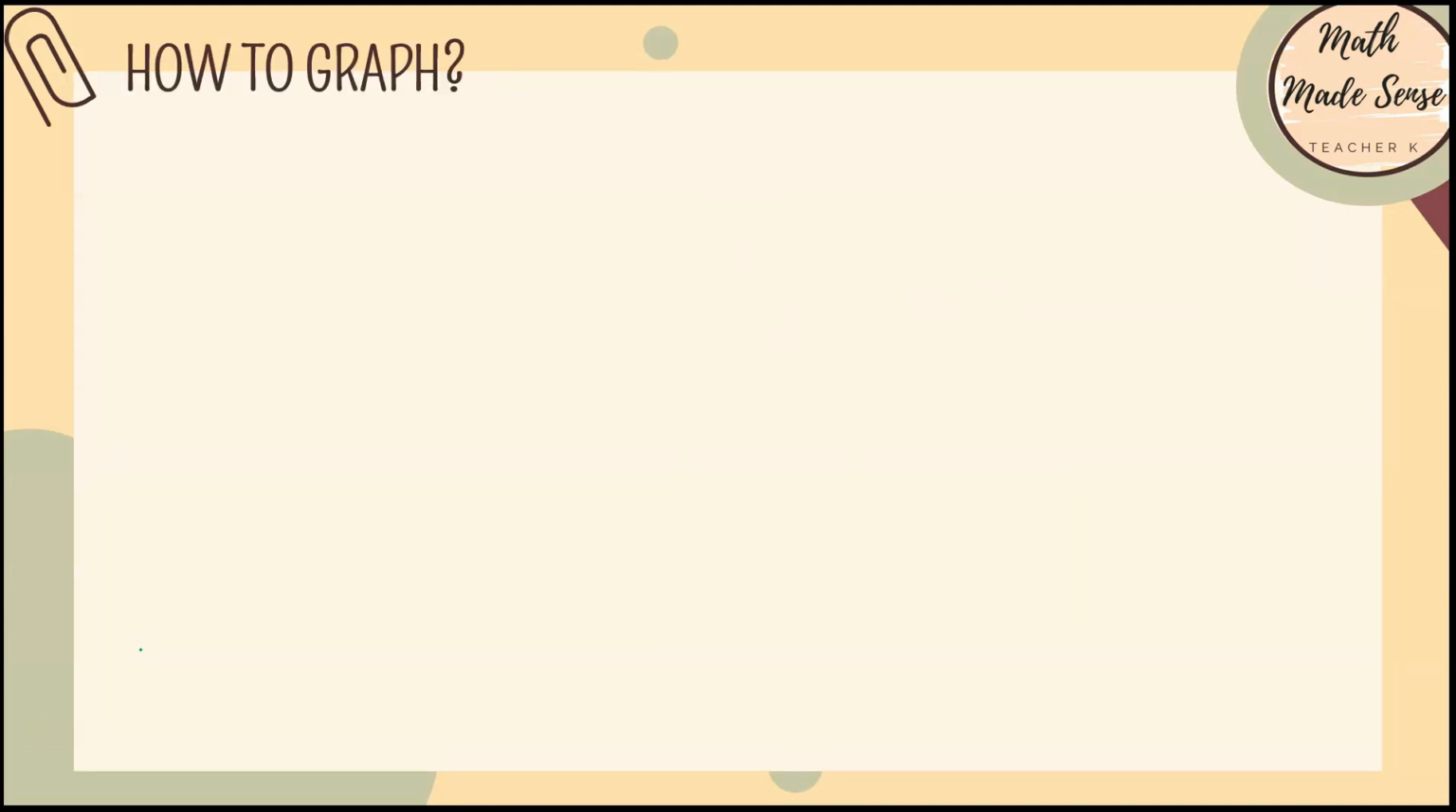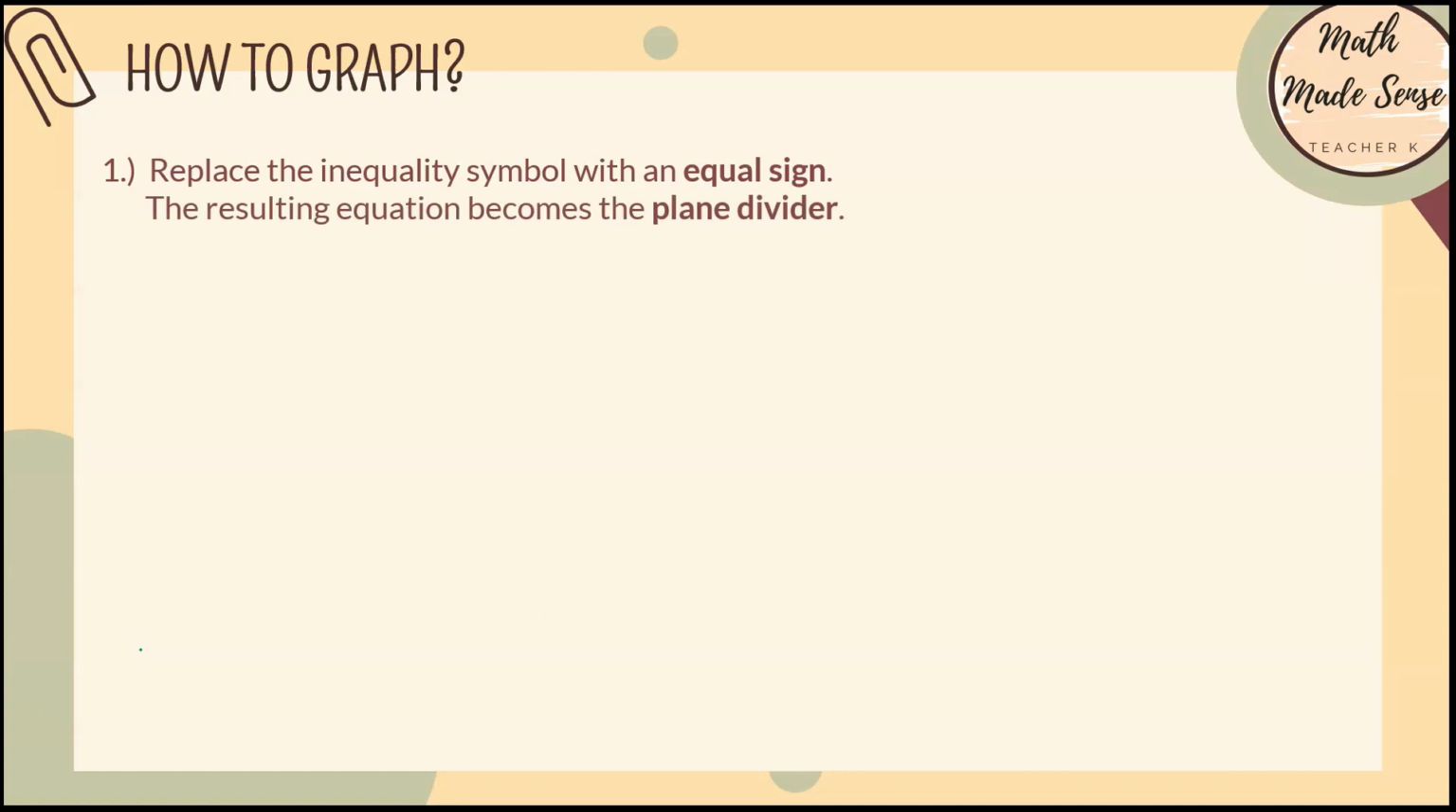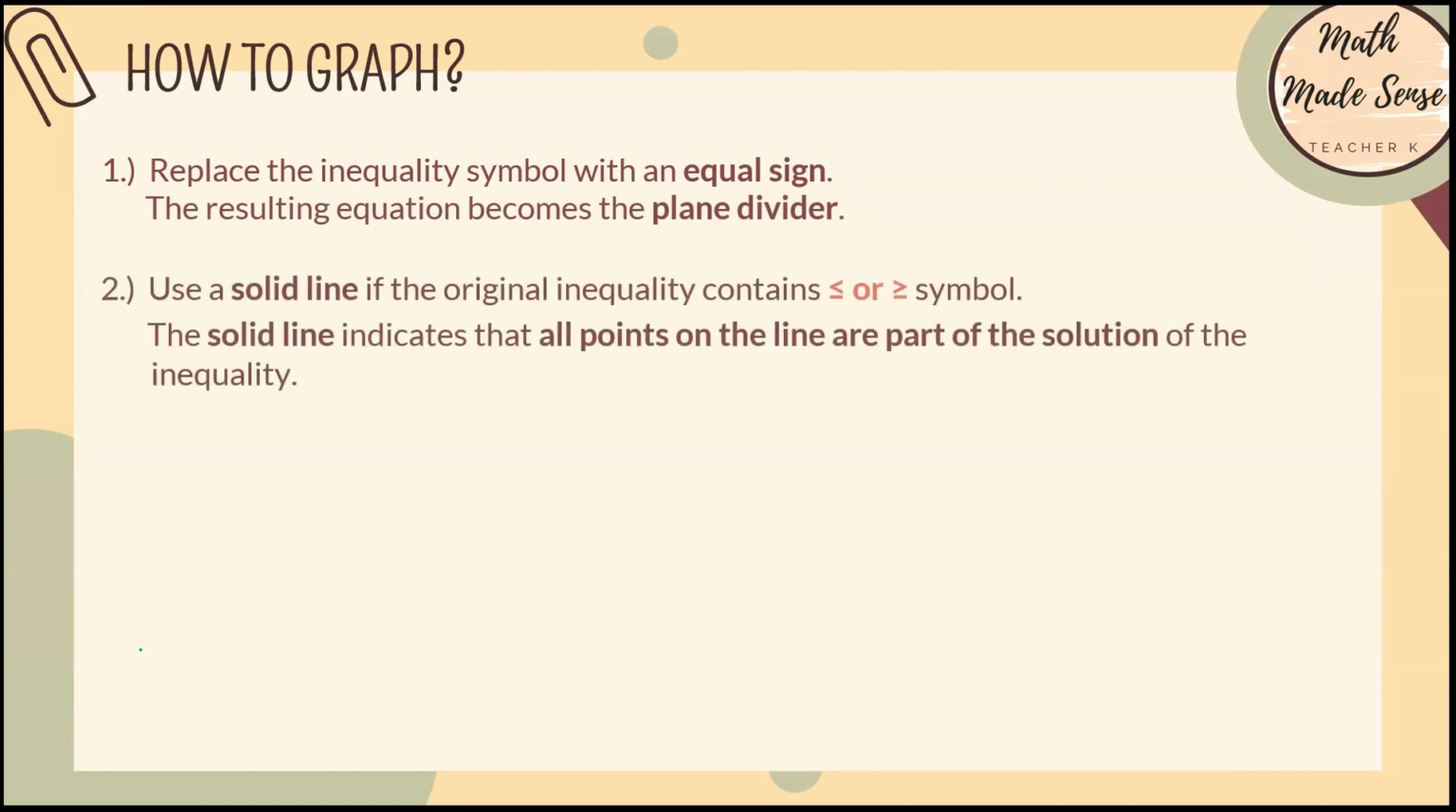So how to graph a linear inequality? Step 1. Replace the inequality symbol with an equal sign. The resulting equation becomes the plane divider. Step 2. Use a solid line if the original inequality contains less than or equal to or greater than or equal to symbol. The solid line indicates that all points on the line are part of the solution of the inequality.